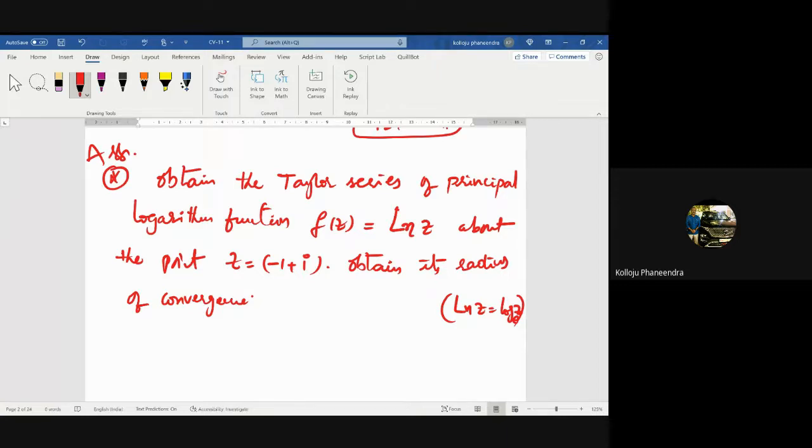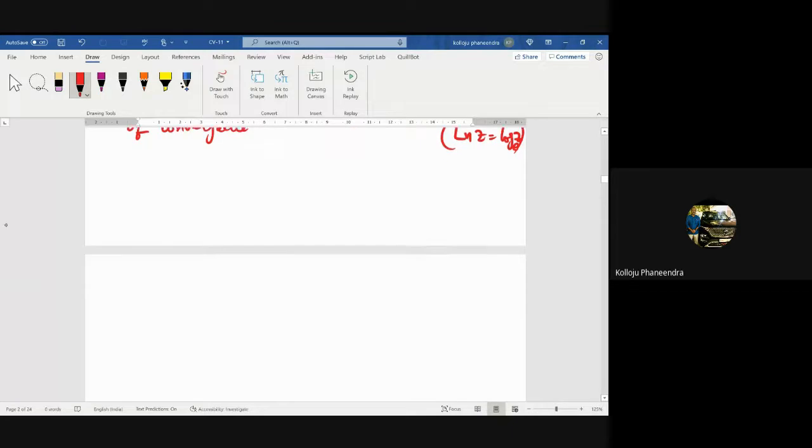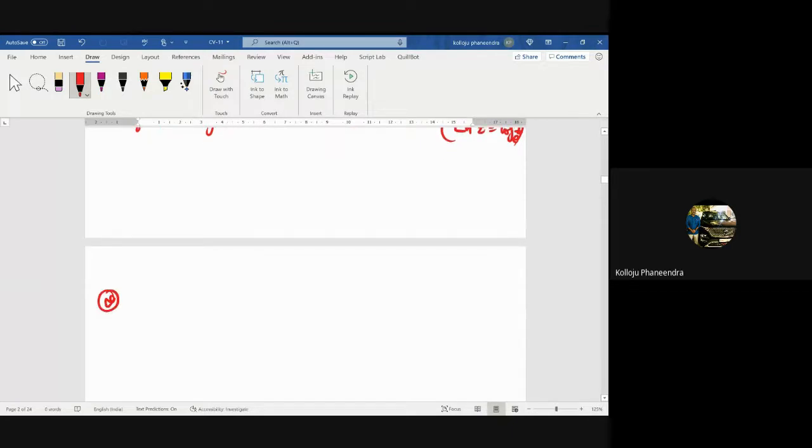Now, you know the Taylor series expansion? Next one, take these problems. If you want anyone, you can ask, I will tell. First, obtain the Taylor series about the point z equal to 0 is given. Directly I'm giving.